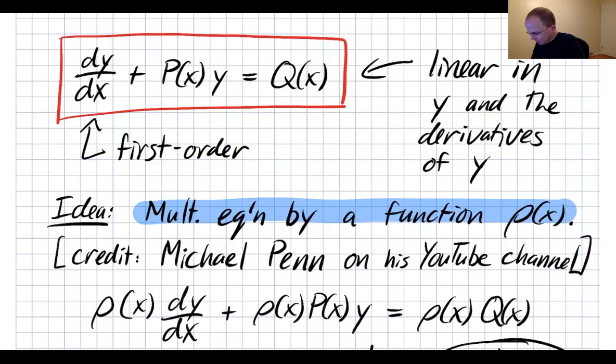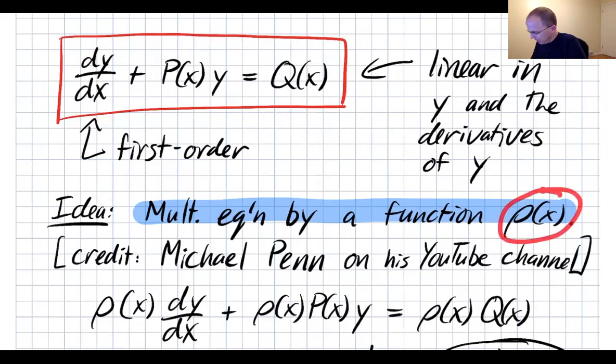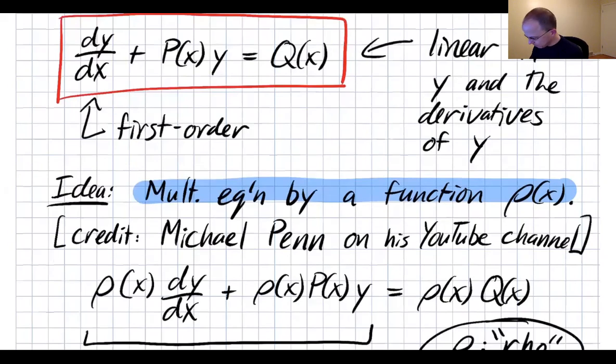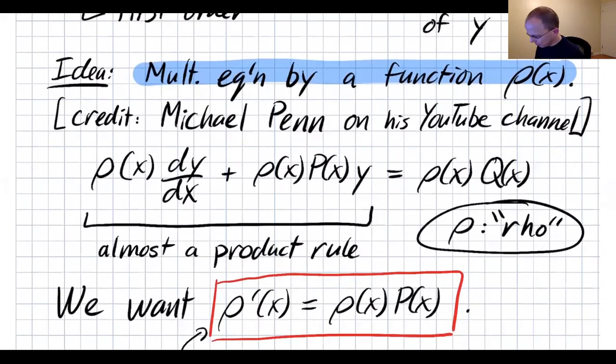The idea is that you take this differential equation and multiply it by a function rho of x. We'll figure out what rho of x should be in a second, but let's multiply by it first, and then we'll see what condition rho of x should satisfy. So when we multiply that equation by rho of x, we're going to get this term over here.